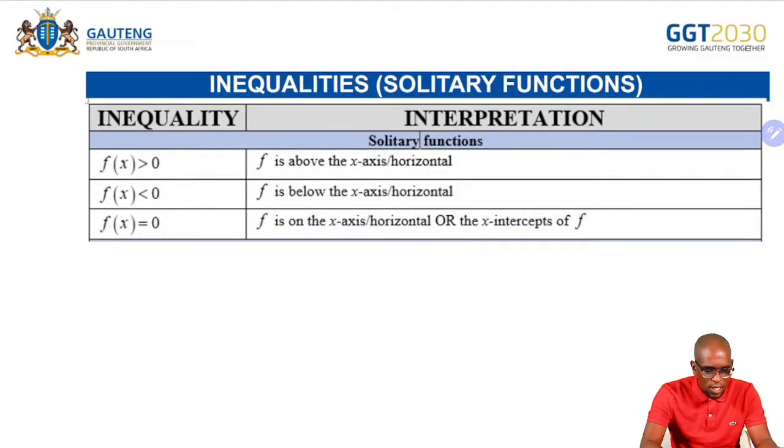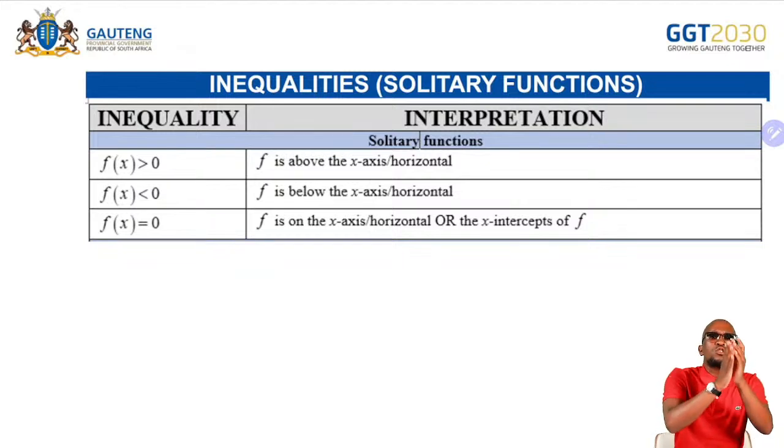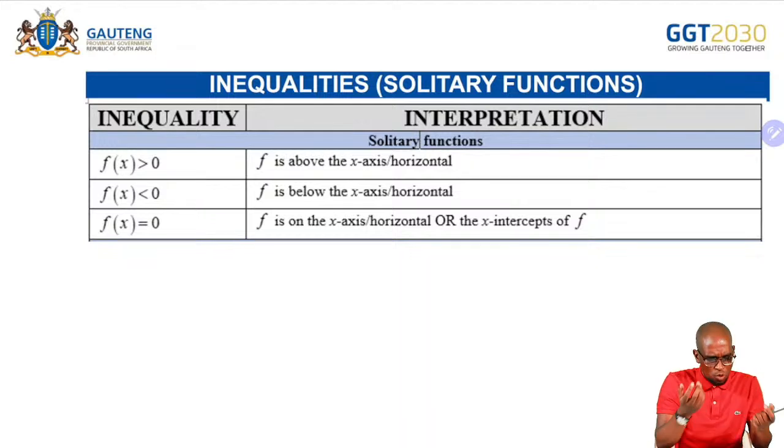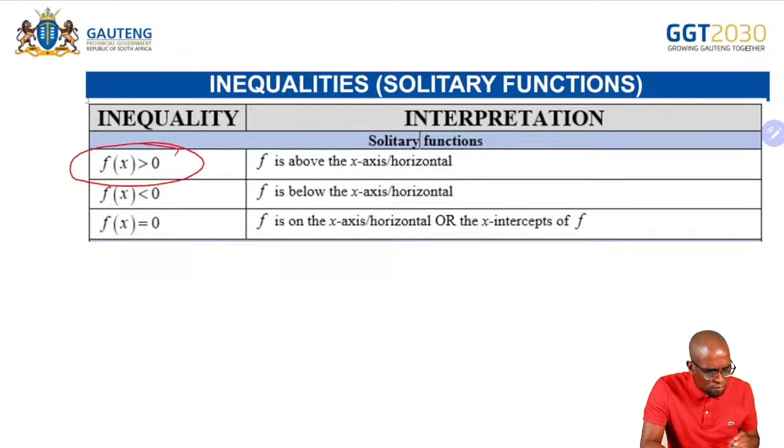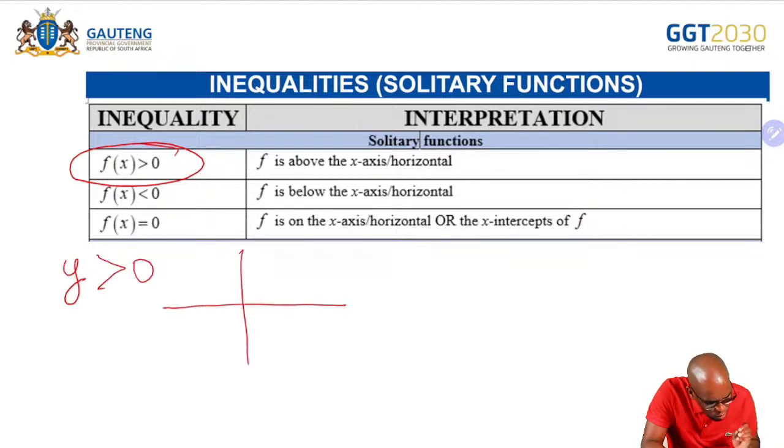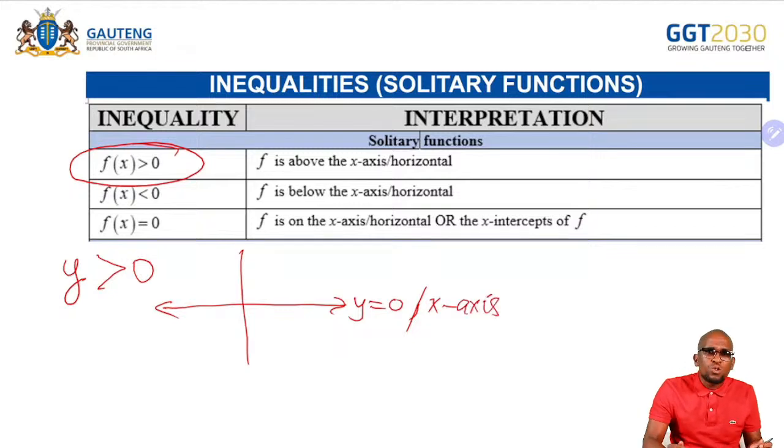Right, let's move on. The first part of the interpretation thereof would be those solitary functions. If you have a graph that is drawn on its own, it's not on the same set of axes with another graph, you are going to read it this way. If they say f of x is greater than 0, they are trying to say y is greater than 0. Where is y greater than 0? This would be y equals 0, or your x-axis. So where are the y values greater than 0? The y values are greater than 0 here.